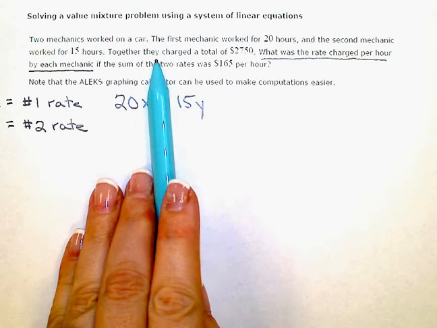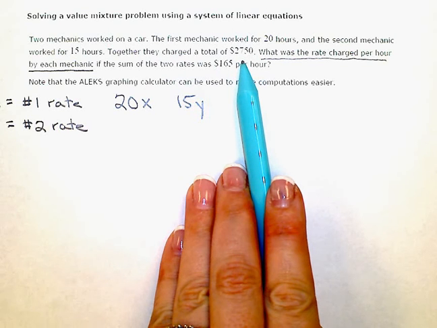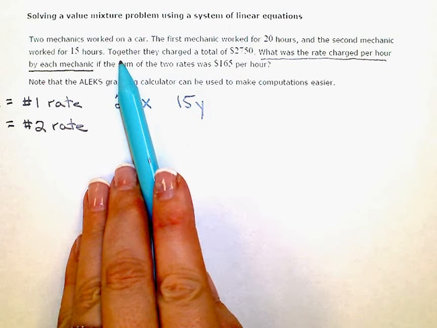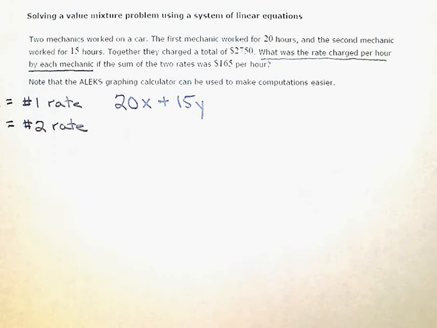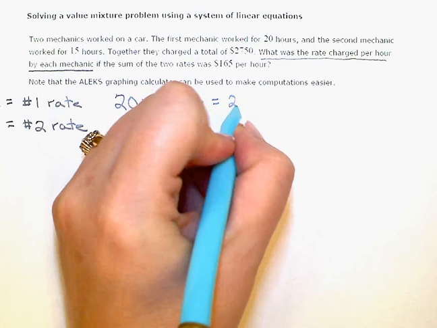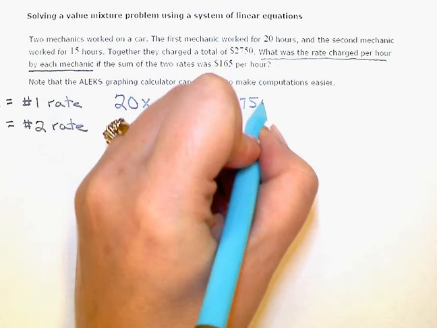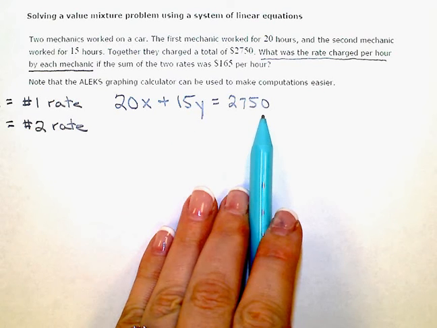Together, they charged a total of $2,750. So I have two words here that help me write my equation. Together and total. Both mean that I'm going to be adding those two terms together, and my total is equal to $2,750. The charges for each mechanic add together to be $2,750.